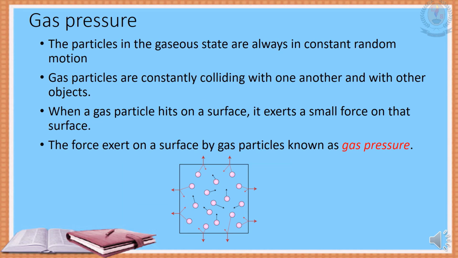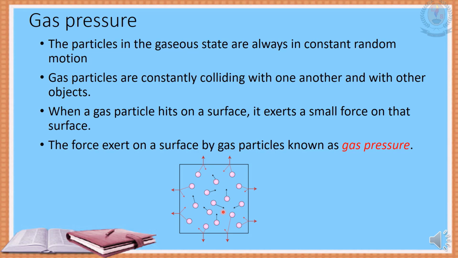Gas pressure. What is gas pressure? The particles in the gaseous state are always in constant random motion. Now we learn that the particles in the gaseous state are always in constant random motion. Gas particles are constantly colliding with one another and with other objects.